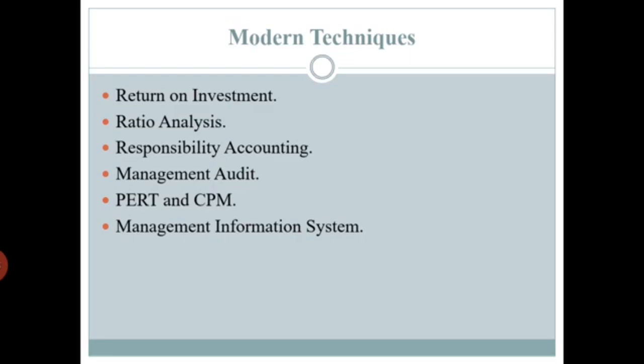Okay, the costs incurred by responsibility centers are divided into two categories: controllable cost and uncontrollable cost. The costs are accumulated and reported according to the classification. The head of a responsibility center is responsible directly for the controllable cost of his center. Okay, then management audit. What is management audit?